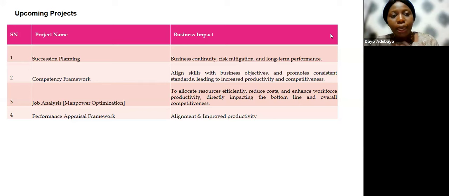And also, it could be something as simple as a competency framework. You want to align skills with business objectives. If you have one before, you might want to update it, and tell them you're updating because things are really changing so fast, leading possibly to increased productivity and competitiveness.